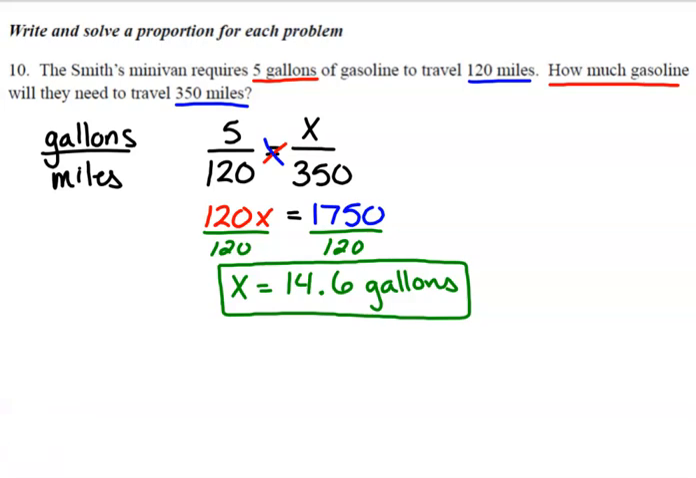If you need more time with example 1, hit pause. Otherwise, we're going to move on to the next example.